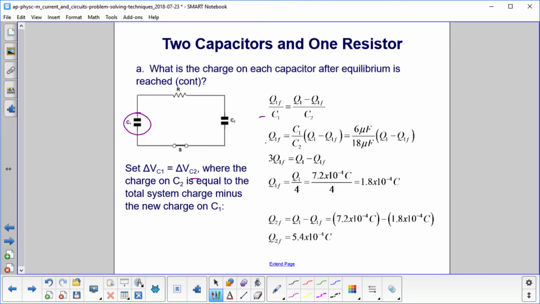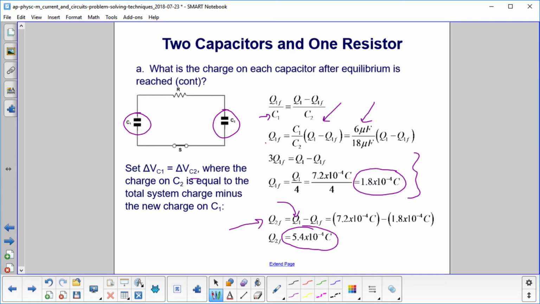We multiply through by C1. We get this expression. Now we know C1 and C2, they were given. We put them in, and then the rest is just some more algebraic steps, and we find out that the final charge on Q1 is 1.8 times 10 to the minus 4 coulombs. Then we find Q2 final. It's the original charge of the system minus how much charge remains on capacitor 1, and we get 5.4 times 10 to the minus 4 coulombs.